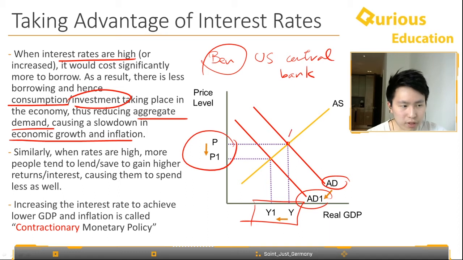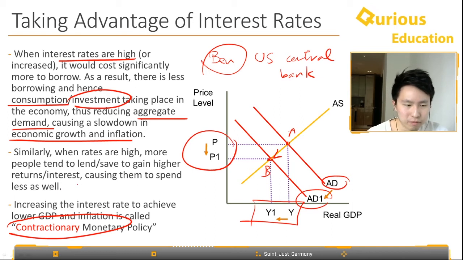So we're going from point A to point B. And essentially, we would see that the price level of goods and services in the economy should decrease as well, holding everything constant, right? Because we're always holding everything constant in economics. Of course, this would be called contractionary monetary policy because we're shrinking the economy when we increase the interest rates.